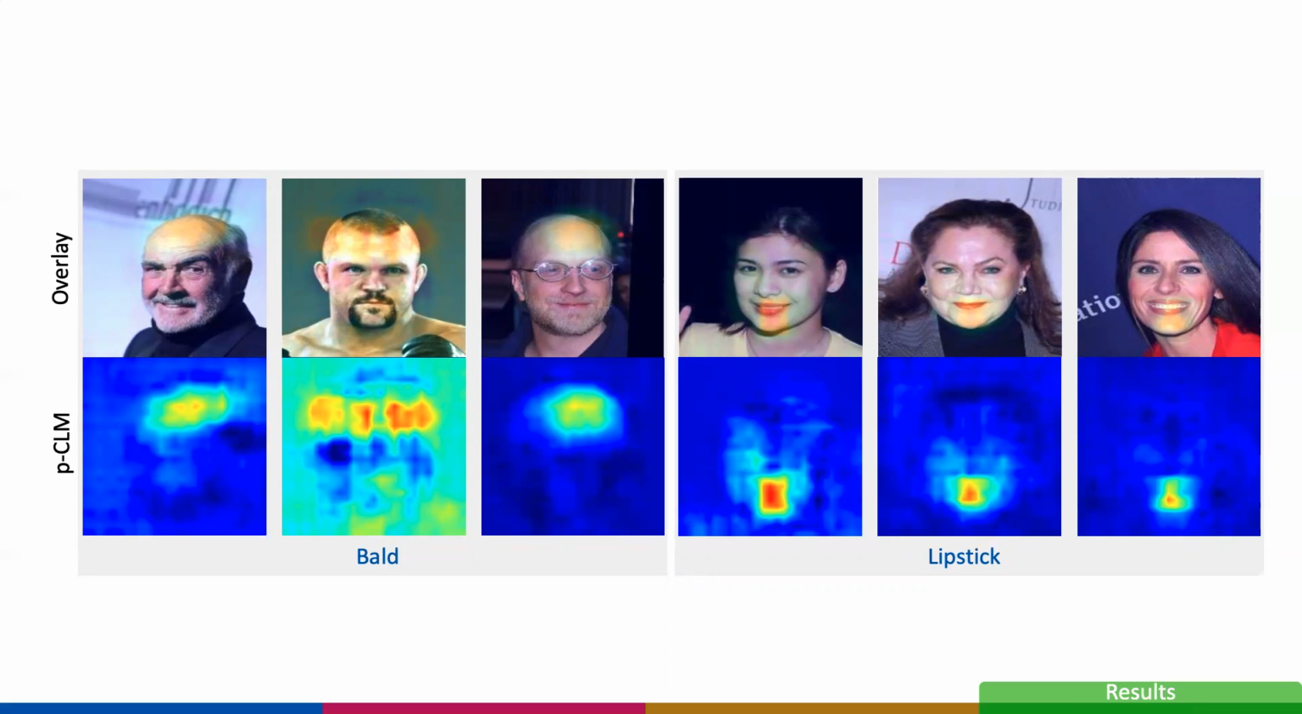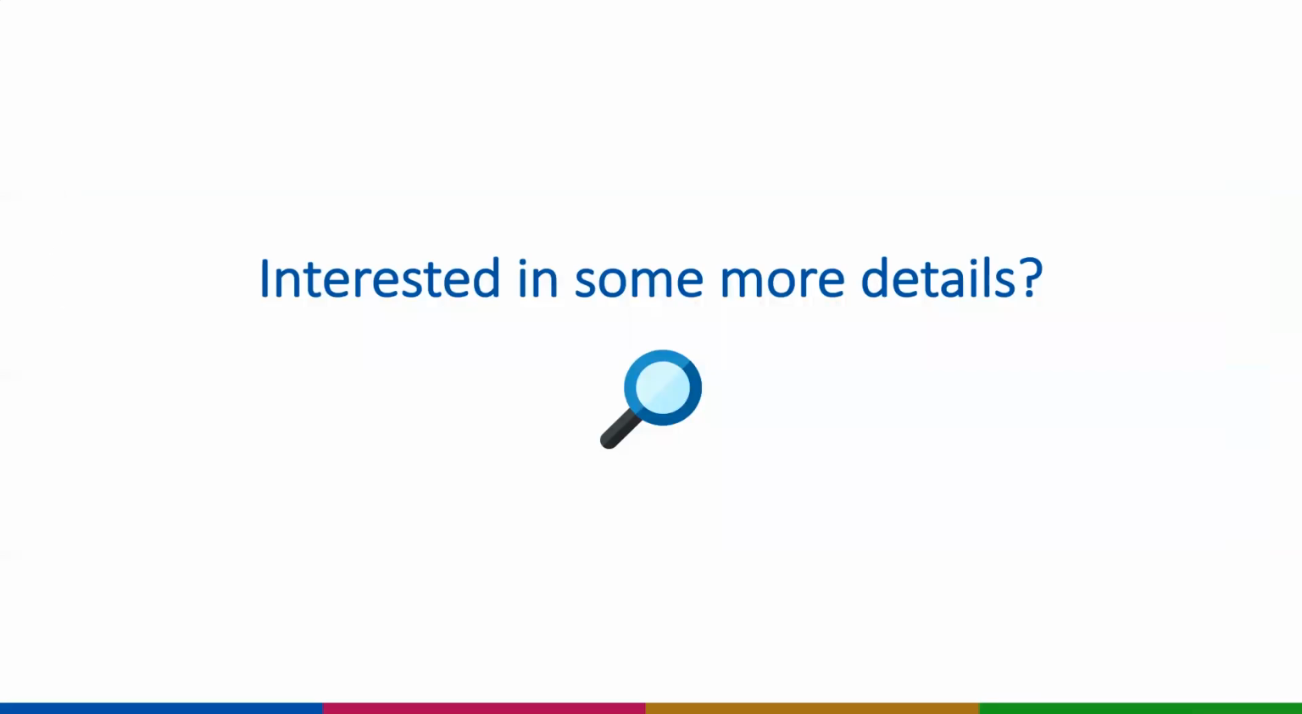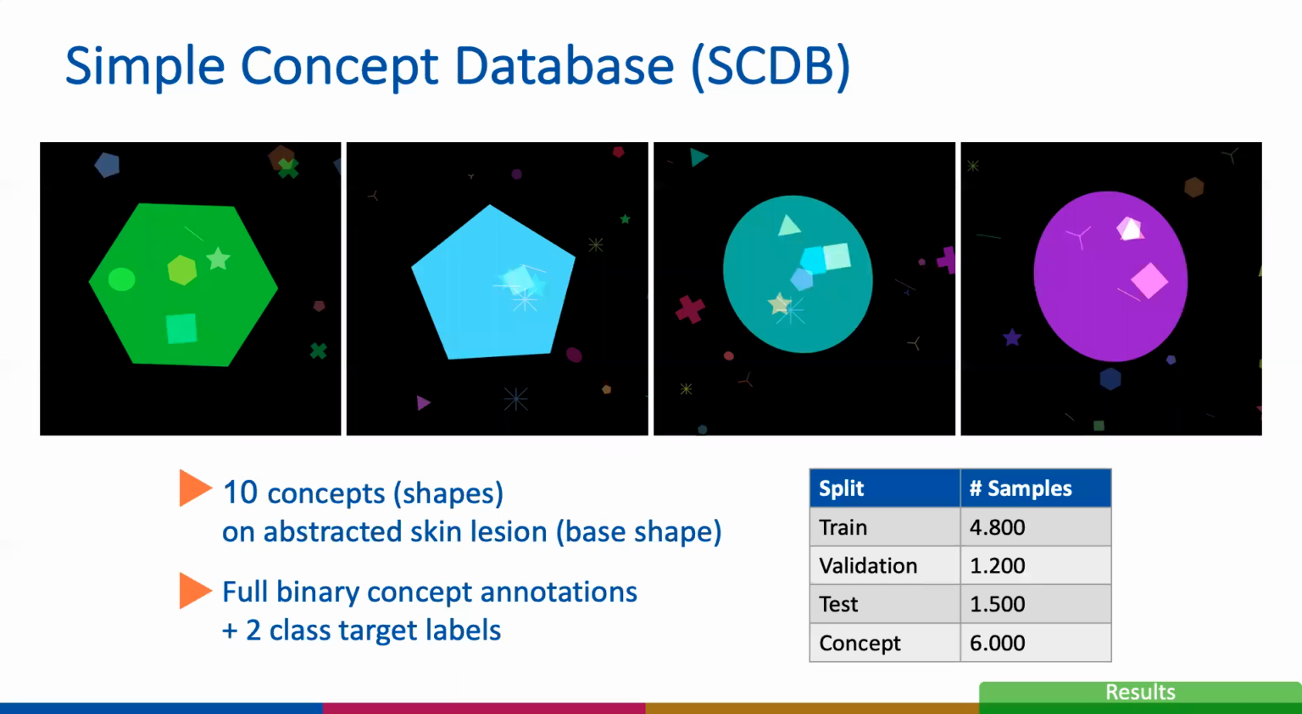It can be observed that the DNN correctly learned to highlight a person's bald forehead for the bald concept, and the mouth area for the lipstick concept. This was a short overview of our work. Now let's take some time to dig deeper into the proposed dataset and our CLM method.